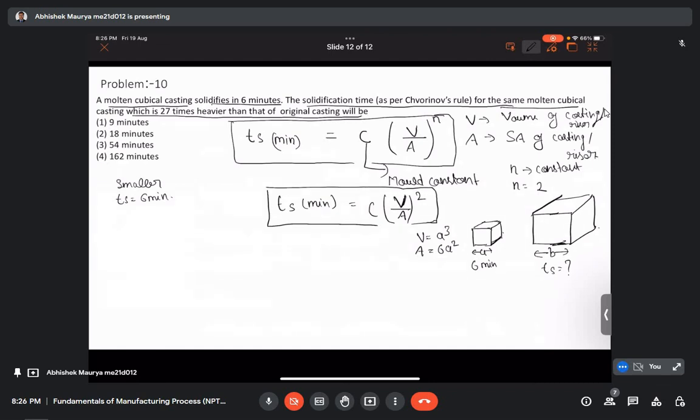So Ts is equal to C times V upon A. Now V is a cube, and the area is 6a square, whole raised to the power 2. Or we could simplify it: Ts is equal to C times a by 6 to the whole square.